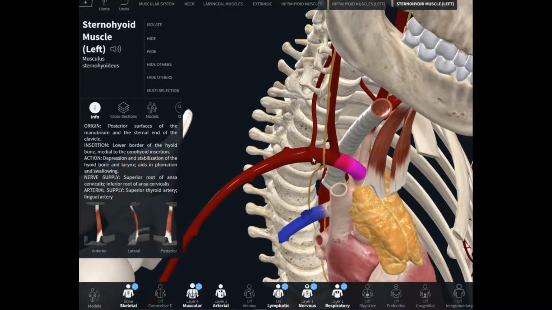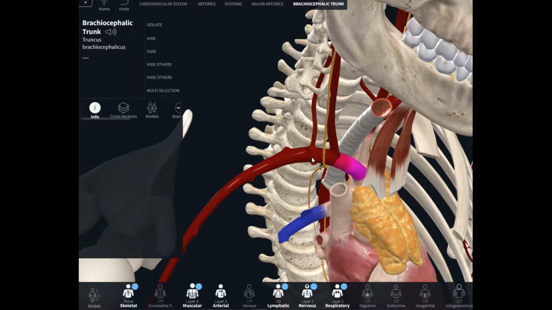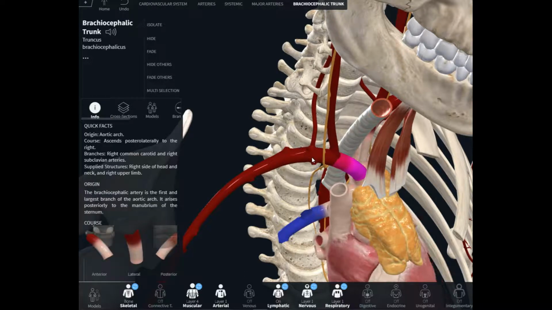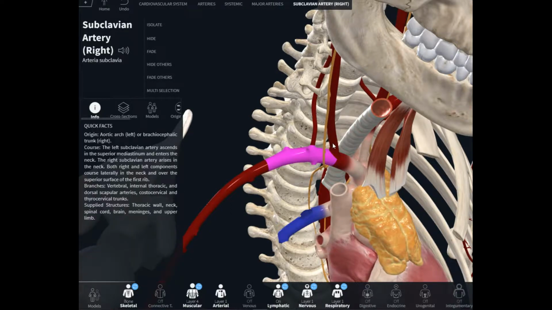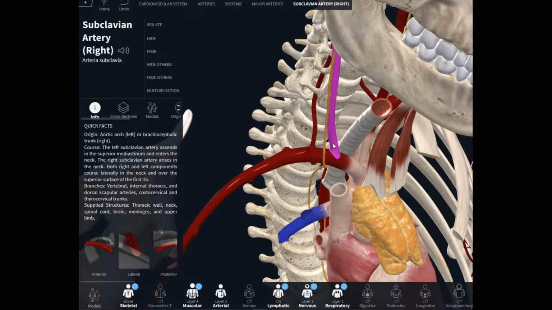The first thing that comes off of the brachiocephalic trunk is the subclavian artery. The subclavian artery is the continuous relation, and then we have the common carotid artery that ascends towards the skull, the common carotid artery right here. So it's quite simple to know the relations and know the two branches. That's all.